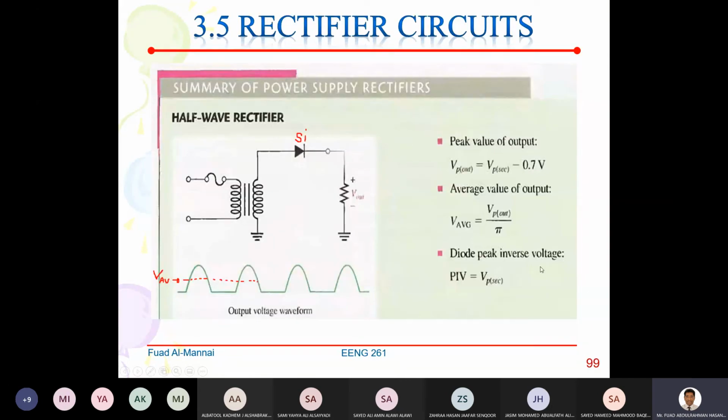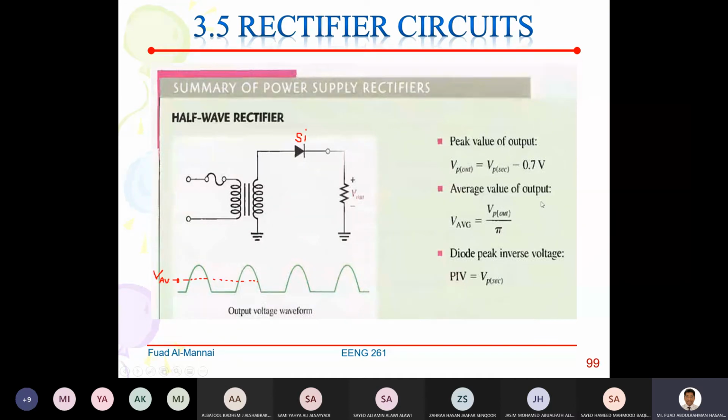All right, slide number 99. We come to a summary of what we have already taken, especially starting with the half-wave rectifier. So this is the half-wave rectifier. The peak value of the output will be V input, Vs, minus 0.7 volt, and that will give you the V out.